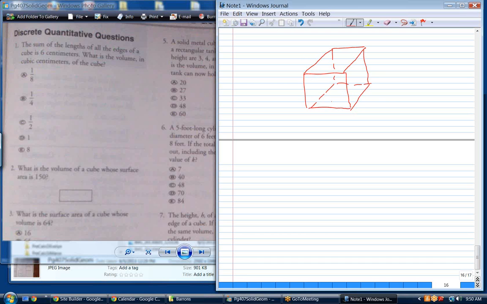Now let's see. We've got these 4, and then the back 4. That's 8, and then this one here, this one here, that one here, that one there. So I think 12 is correct. So there's a total of 12 edges on a cube. So if the sum of their lengths is 6, what's each edge? 1/2. What's the volume? 1/8. Good.